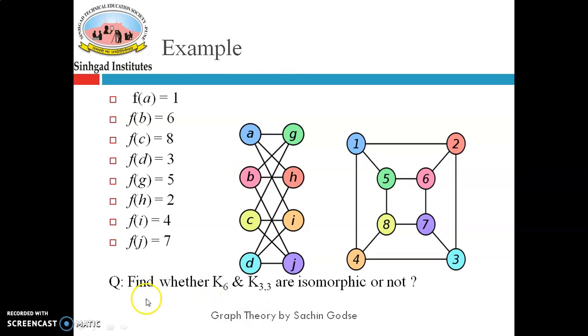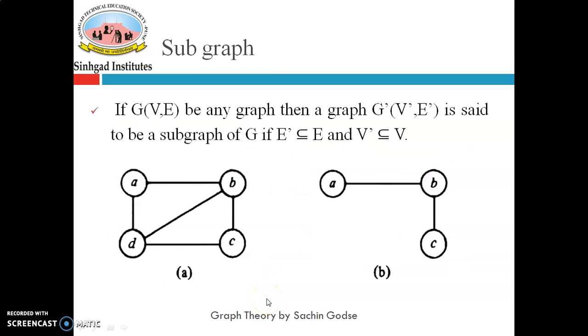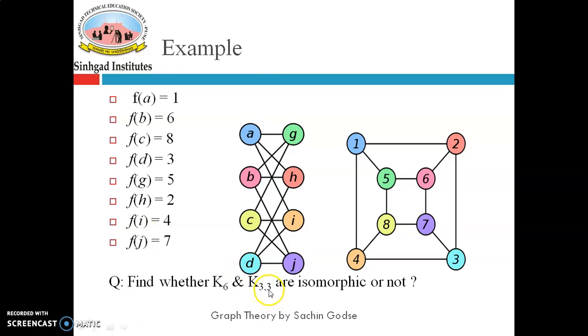Now the next problem is to find whether K6 and K3,3 are isomorphic or not. Now we know that this is the notation of a complete graph. K6 is the complete graph with 6 vertices, and K3,3 is a bipartite graph with two vertex sets. One vertex set has 3 vertices, and the second also has 3 vertices. In the complete graph with 6 vertices, each vertex degree will be n-1, that is 5. So the degree of each vertex will be 5.